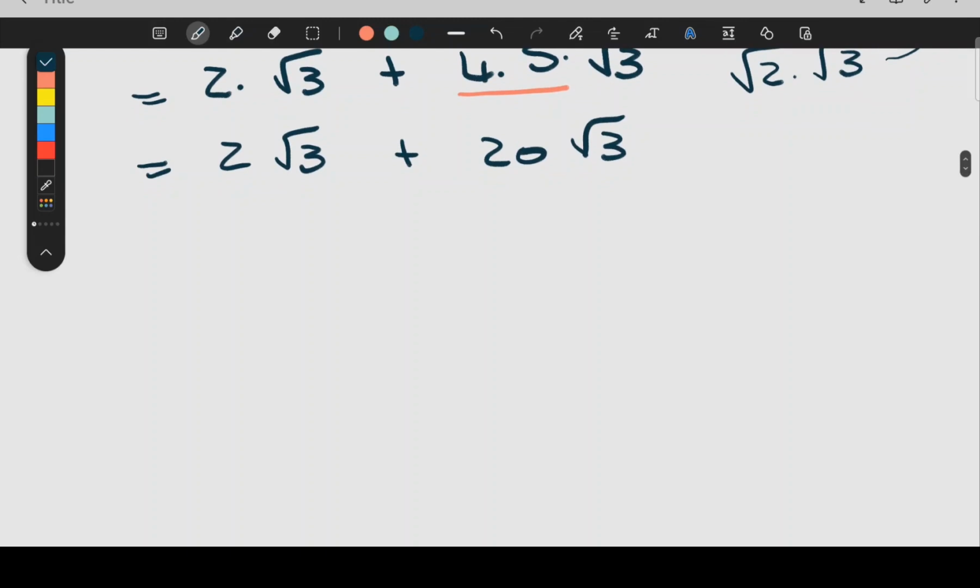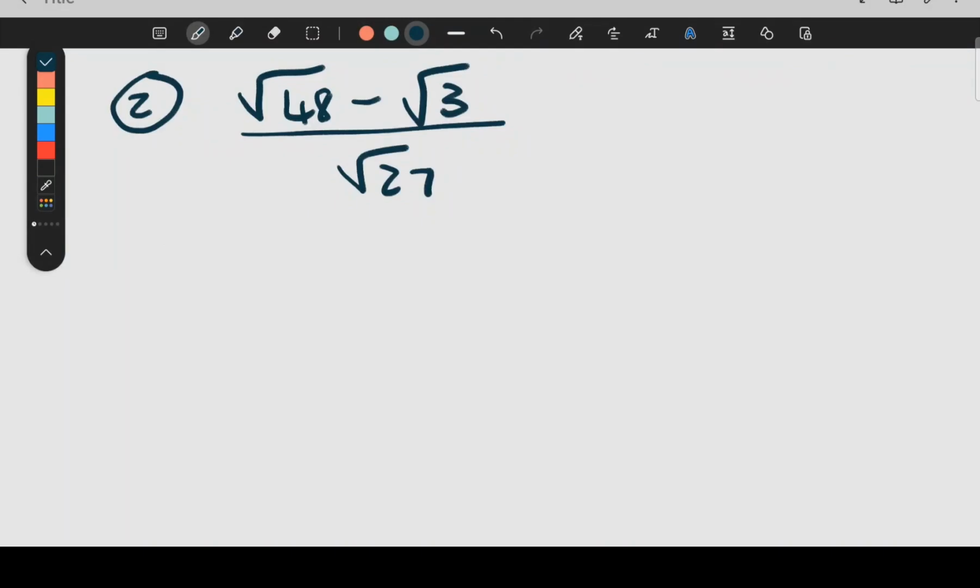Then in the last step, I want you to just think of this. Let's say you had 2x plus 20x. The answer would be what? 22x. Because they are like terms, so you just add the numbers. You must now apply that same principle to surds. Here's the like terms. 2 root 3, that's the x. Plus 20 root 3, that's the other x. They are like surds. Will give me 22 root 3.